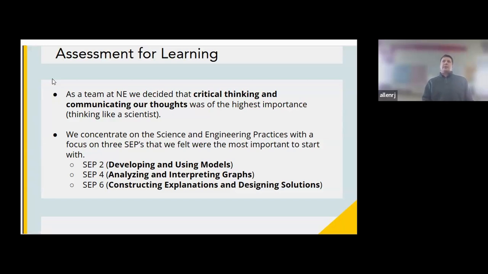And we were like, okay, so that's not really a DCI. That's a process. And we have them in the SEPs. And so we got really excited. We're like, this is what we should be focusing on. And then the DCIs can come later after they understand how to do these things. And so we picked those three that you see on the screen, the SEP 2, 4, and 6, and we created our scales based on those.